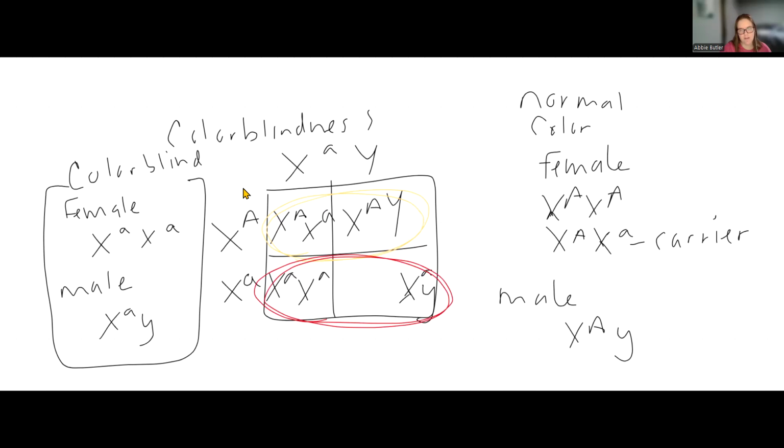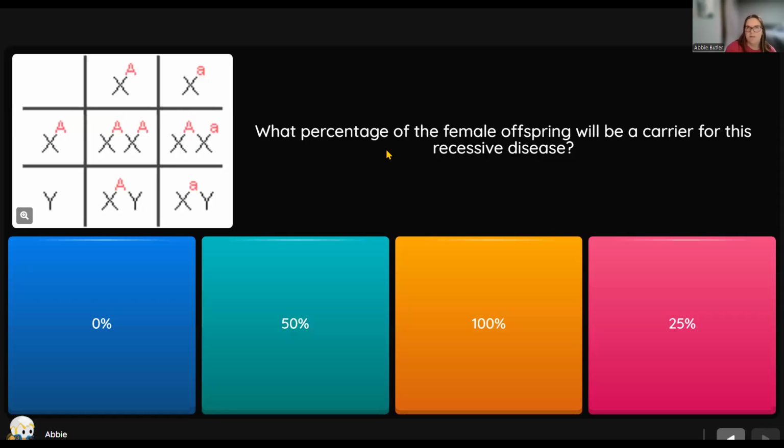Sometimes they'll ask you of just the males. If they do ask you of just the males, how many are colorblind, that means you're only going to look at the boxes that are X, Y. And it's still a 50-50 chance, but it is taken out of 2 X, Y boxes instead of 4. So sometimes they'll ask you to analyze. This one's showing you this square, and it says, what's the percentage of female offspring that will be a carrier for the recessive disease? So they want to know how many are carriers, or heterozygous. So how many are X big A, X little a?